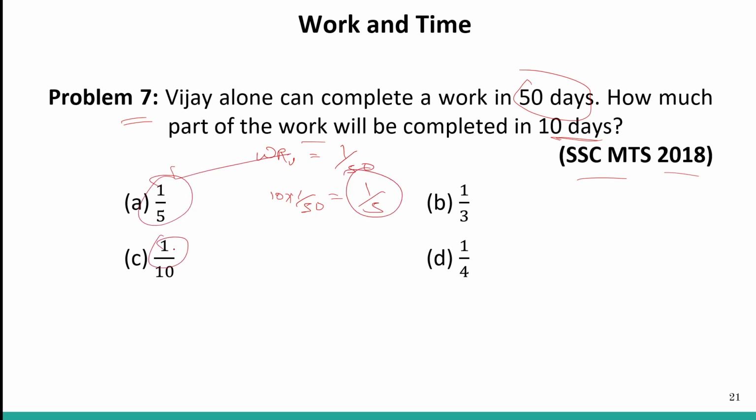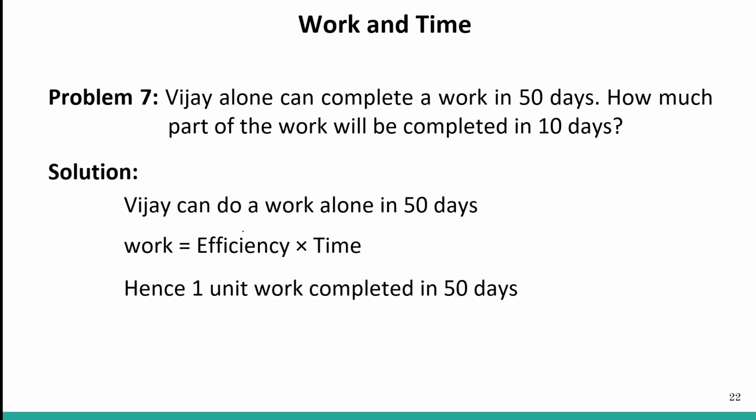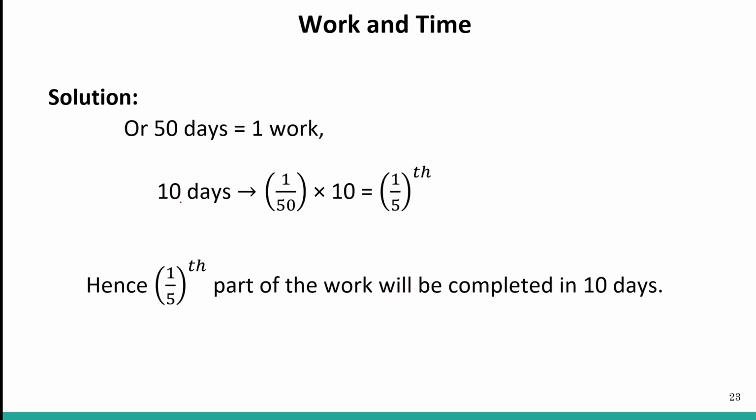So 1 by 5 is the correct answer. These are all wrong answers. So the correct answer is 1 by 5. Vijay can do the work in 50 days, and work is equal to what? Efficiency into time. So 1 unit of work is completed in 50 days. So in 10 days it is 1 by 50 into 10, which is equal to 1 by 5. So 1 by 5th of the work will be completed in 10 days.